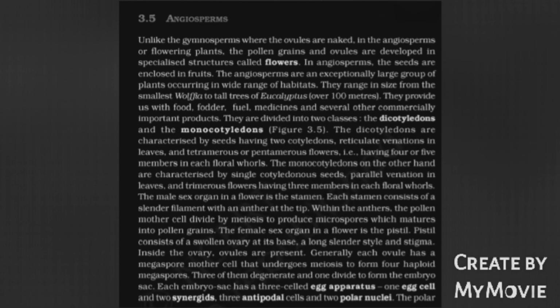The female sex organ in a flower is the pistil. The pistil consists of a swollen ovary at its base, a long slender style, and a stigma. Inside the ovary, ovules are present.